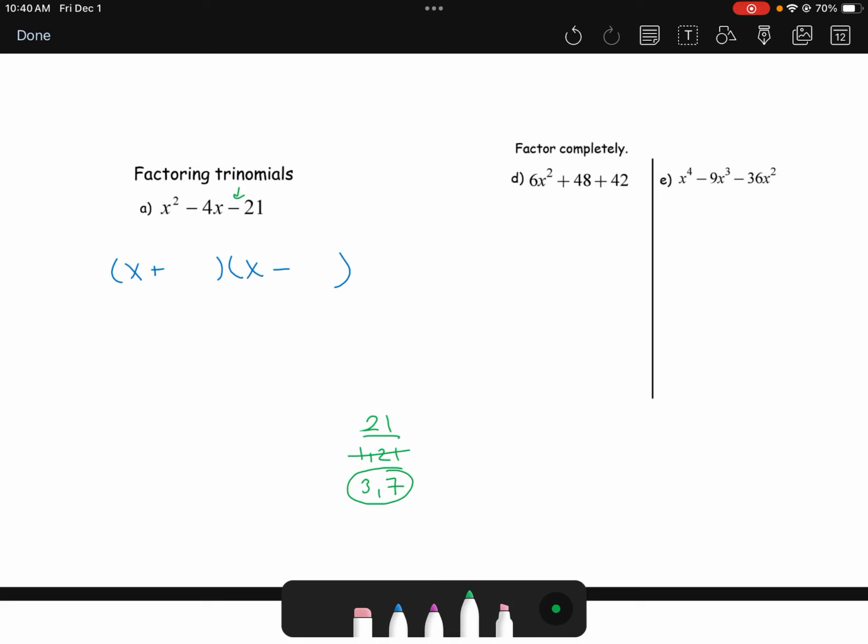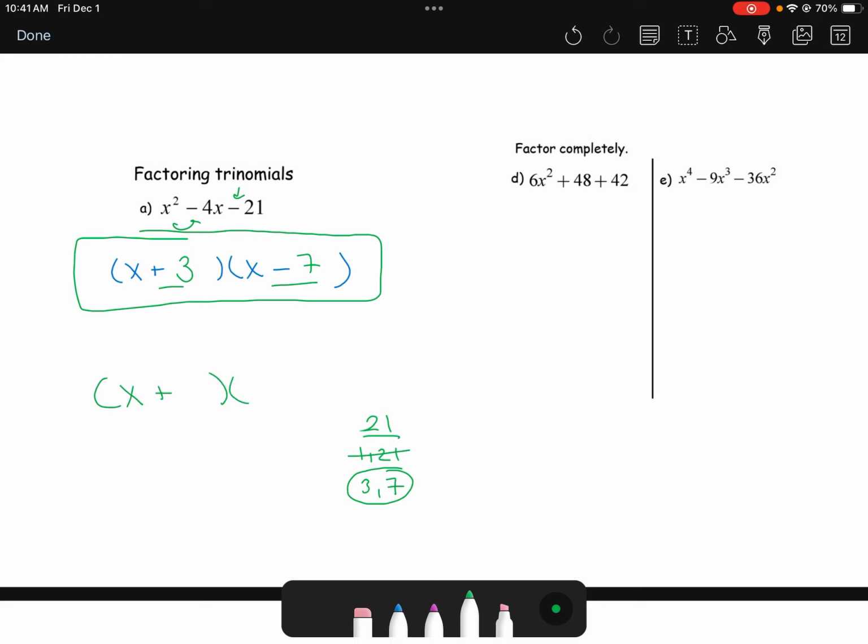Now here is where it does matter. In the other one, it didn't matter where I put my numbers because the signs were the same in those parentheses. Here they're different signs, so it does matter. So now you have to look at the sign of the B value. That's negative 4. Is it 3 minus 7 or 7 minus 3 that's going to give me negative 4? Well, 3 minus 7 gives me negative 4. So that's your answer. That's why I always put the plus first. In my head, I can say, is it 3 minus 7? Or, if you looked at it the other way, 7 minus 3? That's why I always put that plus first.